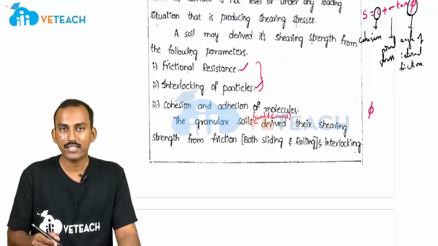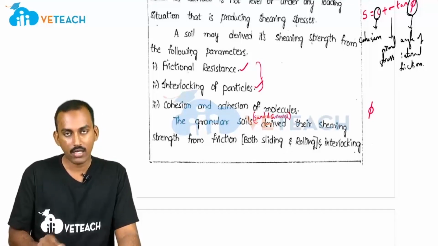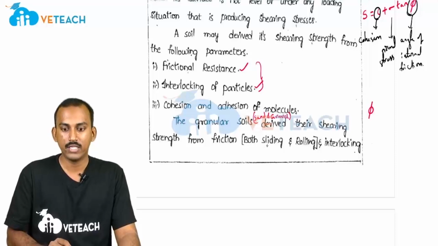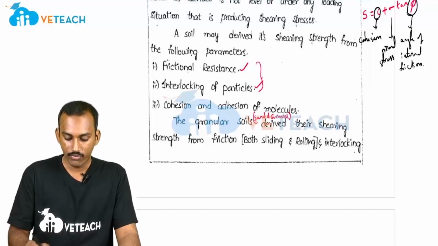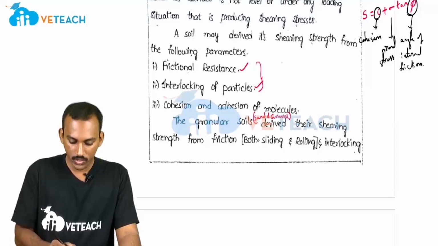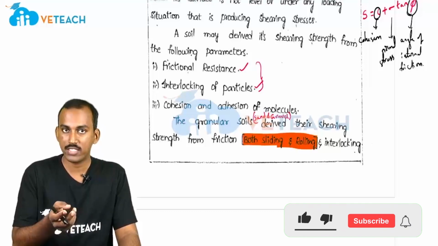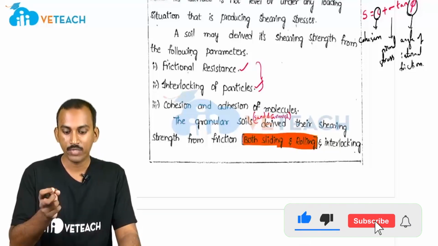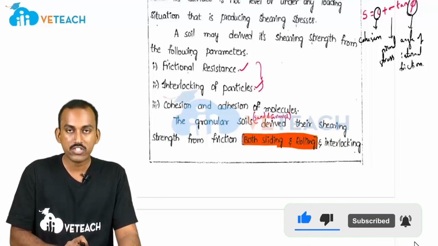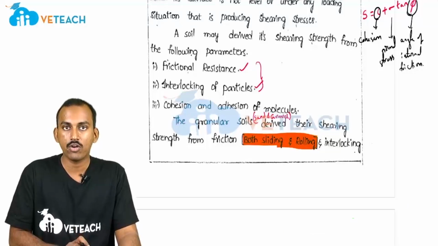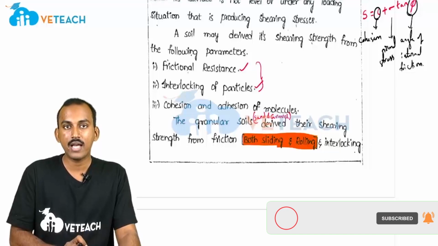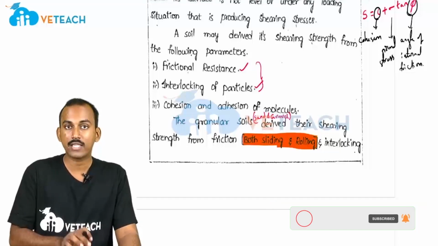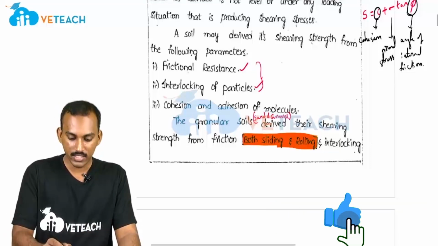Friction and interlocking are actually not two different terms. They are directly related. The interlocking is possessing the friction. The friction might be because of these two reasons, both sliding and rolling. We have two types of friction. First one is sliding friction, second one is rolling friction. During these two conditions, the friction will develop. In case of granular soils, the frictional coefficient, the angle of internal friction, phi value, is the major parameter for calculating the shear strength. So what is the friction?